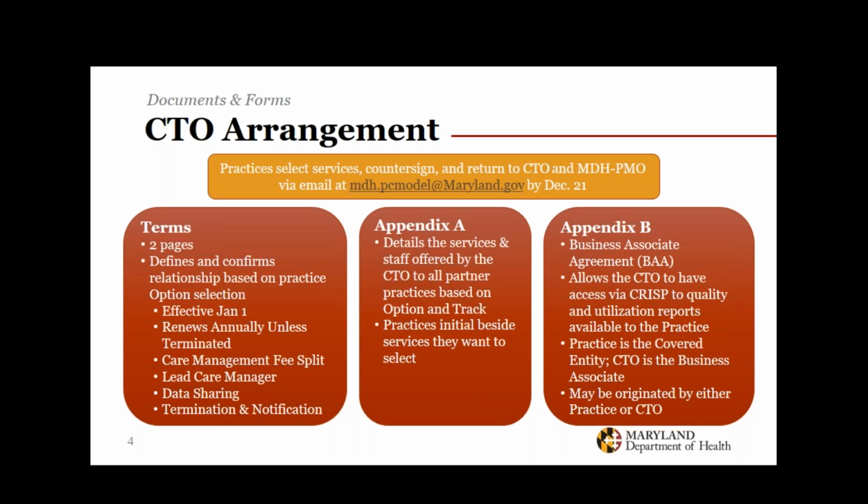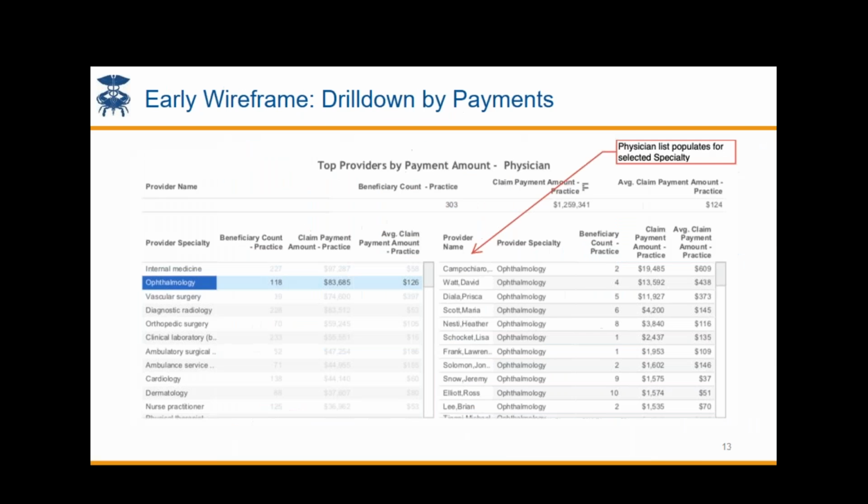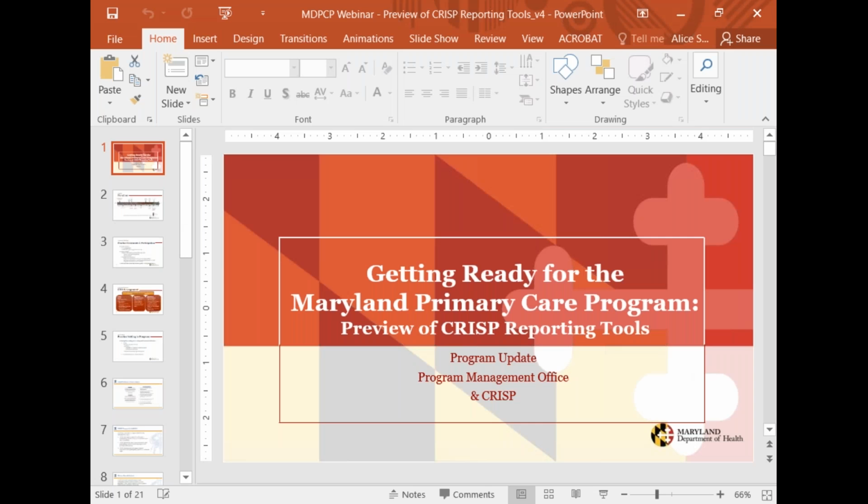Should the CTO expect the PBIP payment in January based on attributed lives assigned to that CTO? Yes, so PBIP is paid at the beginning of the year one time, and that will be done via the payment that comes out in January.